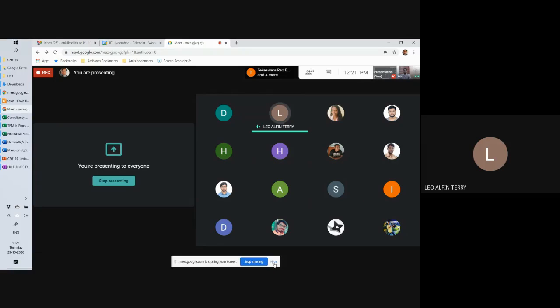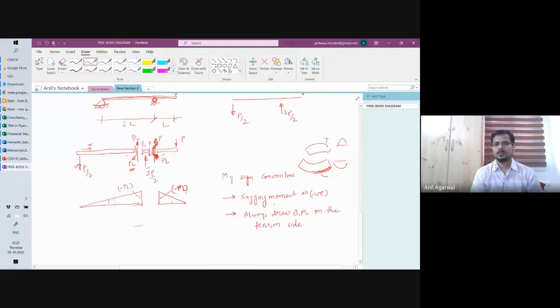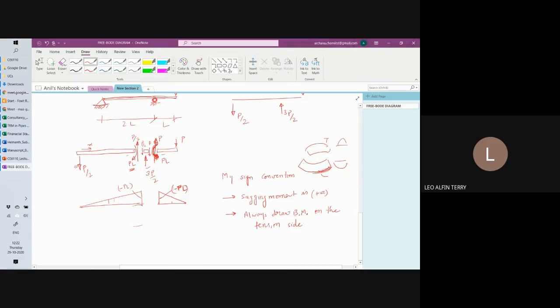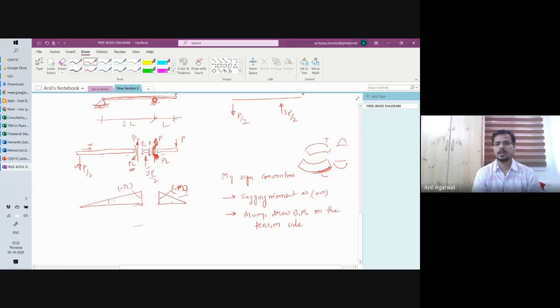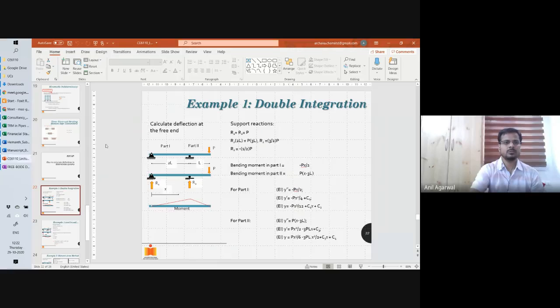Why did you write minus PL in that bending moment diagram? Can we just write PL, or is it due to the hogging? Yeah, because... what am I saying here? This is a hogging moment. That's why I'm calling it negative. In my sign convention, sagging moment is positive. My mistake. Sorry, I confused you today.